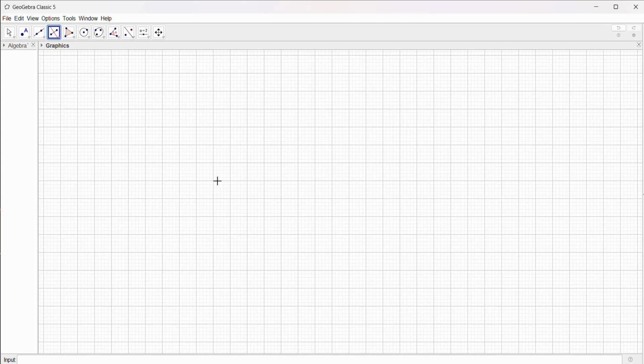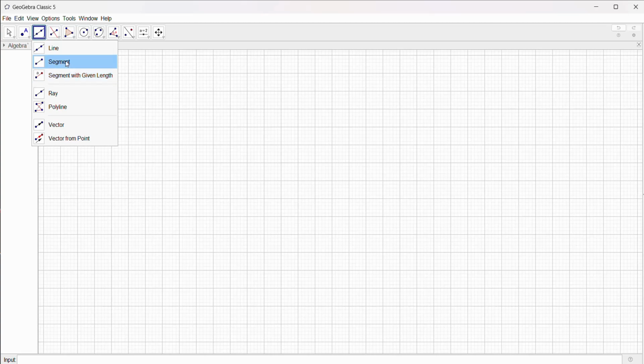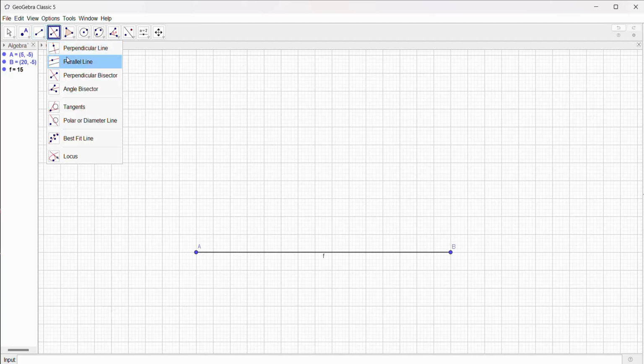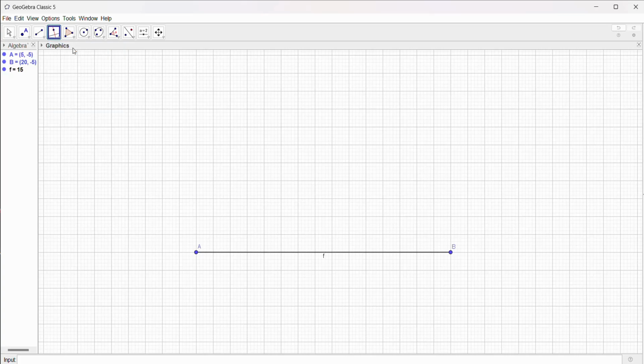I've opened my GeoGebra tool here and I'm going to demonstrate perpendicular lines. I am going to draw a perpendicular line on a line segment. So let's draw a line segment. This is my line segment AB. I am going to drop a perpendicular line on it, so I'm going to take the help of an already made tool. Here is the perpendicular line tool. I am going to click on this line segment and you can see here that I can drop a perpendicular line on this line segment anywhere on it. So I'm going to place it over here.